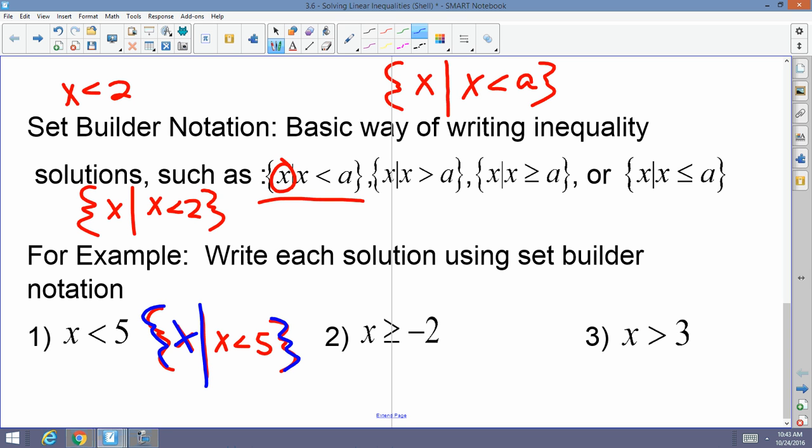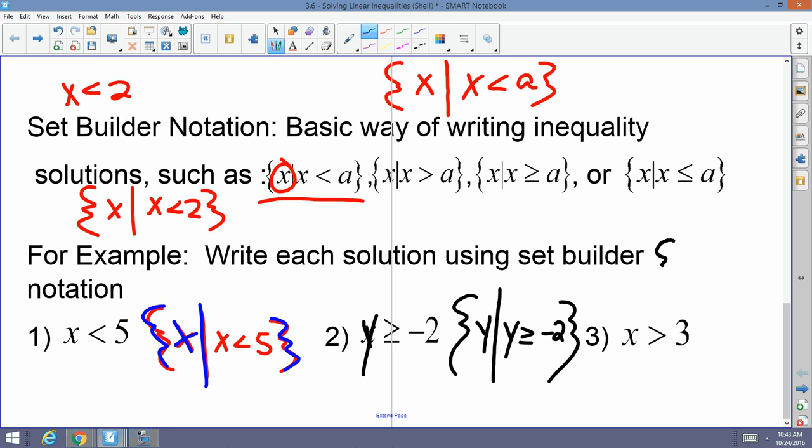That's all set builder is. Just for giggles, instead of this being an X, make it a Y. Just so I can show you, it's not going to make a big difference. It's going to be your braces, but this time the variable in question is Y. And then the solution for this is Y is greater than or equal to -2. And then we have our braces. X is greater than 3. We have our braces. The variable in question is X. And the description of my solution is that X is greater than 3. And my braces to close it off.